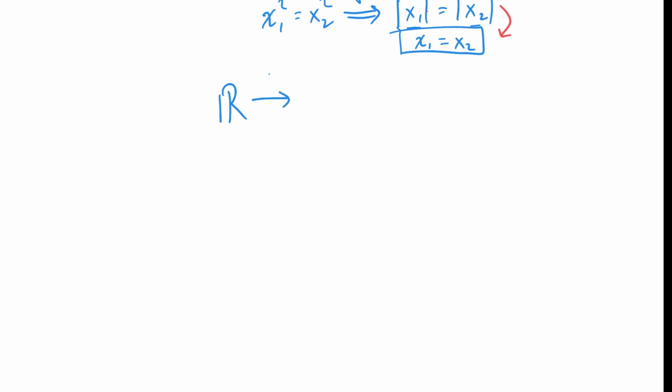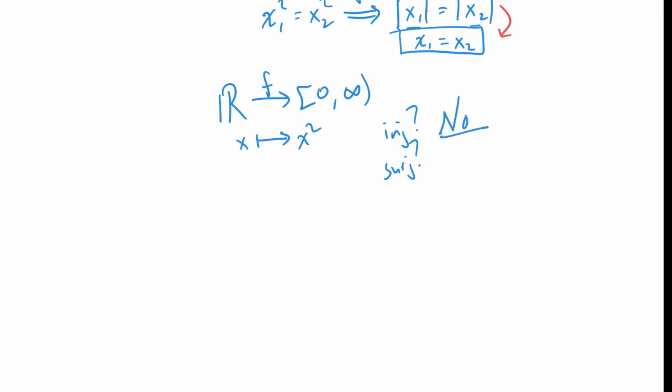Now consider the same rule, but going from R to 0 to infinity. I want you to stop and think, is this thing injective? And is this thing surjective? All right, I'll pause here and let you think about that. All right. It is not going to be injective, but it will be surjective.